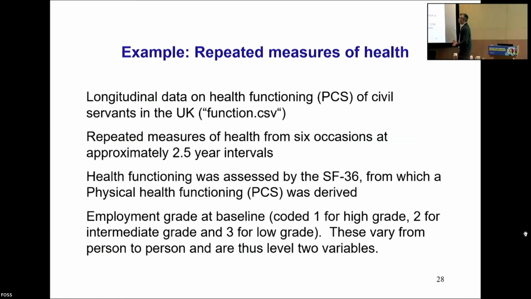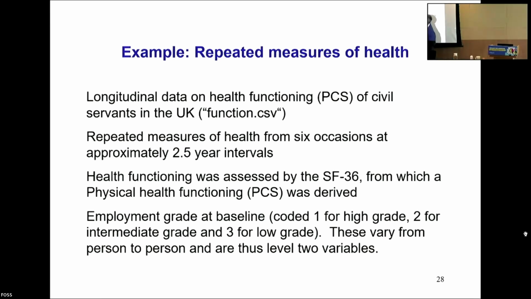So the data set that we're going to use is a longitudinal data set that comes from a study in the UK that I was part of. It's a study of civil servants in the UK and the study of their health, their physical functioning. So I think the measure is called physical health functioning, and a high score is good. It goes from 1 to 100, and a low score is bad. So anybody 50 is the average. So anything more than 50 is great. Anything less than 50 is not good.